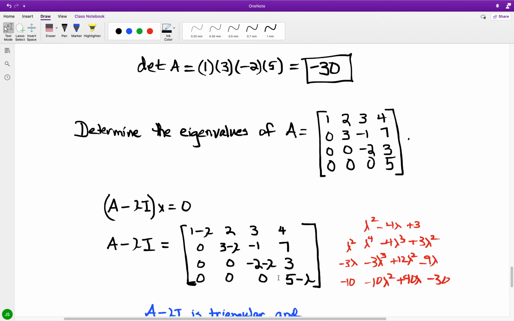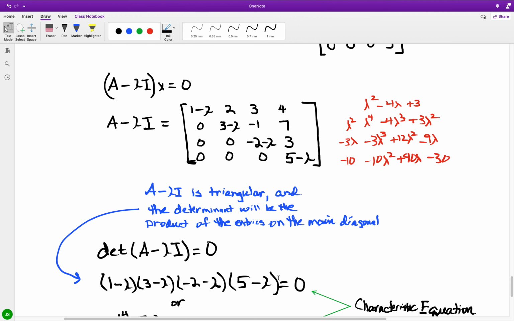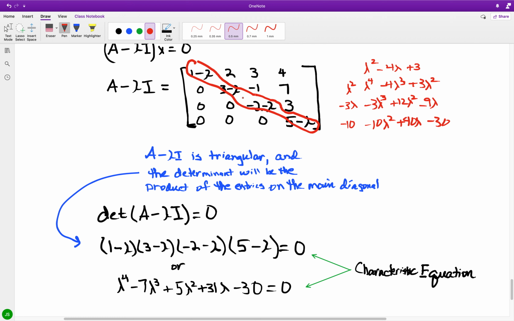And for what we have in this case, there is a rule of thumb here: A minus lambda I is triangular, and the determinant will be the product of the entries on the main diagonal. So once again, for the main diagonal, we have 1 minus lambda, 3 minus lambda, -2 minus lambda, 5 minus lambda. Taking the product, you can leave it in factored form and set the determinant. Again, the determinant will be the product of the entries along the main diagonal.